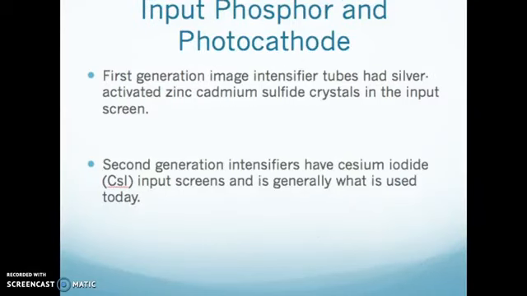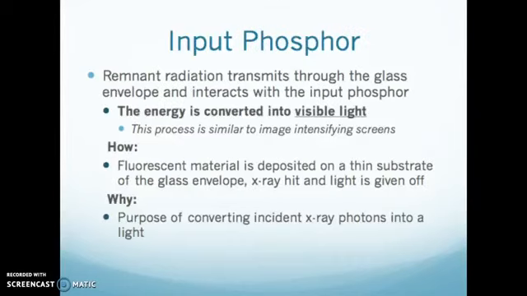The first generation image intensifying tubes had silver activated zinc cadmium sulfide crystals in the input screen. They didn't amplify the light like our new generation, the second generation, and this is typical for what we're using today. Some of the flat panels are a little bit different in the DR, but we'll cover that later on. So typically most systems in the hospitals have the second generation intensifying screens that contain cesium iodide. So CsI input screens are usually used. Like we have that in our lab currently.